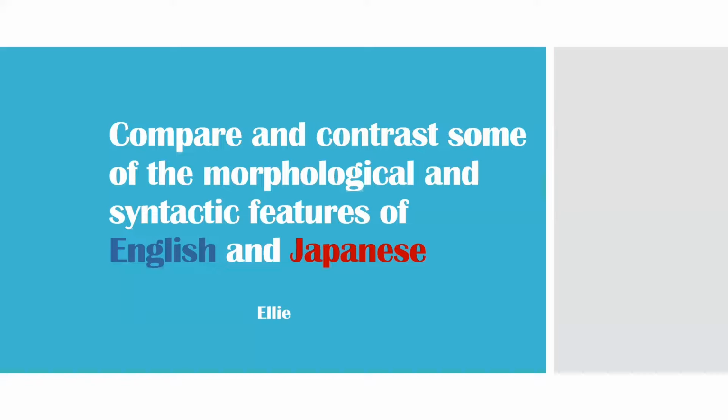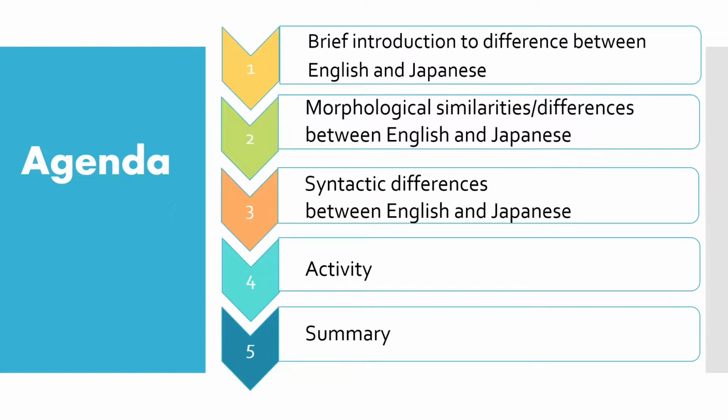In this video, I will compare and contrast some of the morphological and syntactic features of English and Japanese. Here's the agenda. There are 5 sections to my presentation. First, I will give you a brief introduction to differences between English and Japanese. Next, I'll talk about morphological similarities and differences between English and Japanese, and syntactic differences as well. Lastly, there will be an activity, so I hope you join that. And in the end, I will talk about the summary of this video.